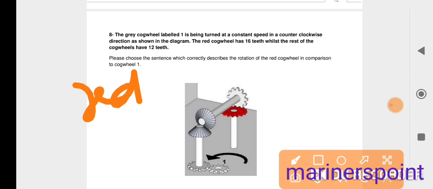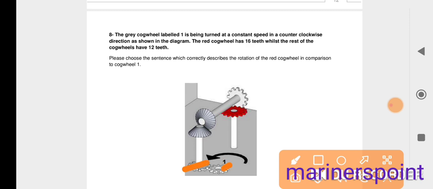Okay, now come to the point. Slower or faster is already clear: the number of teeth is greater, that means the size increases. If size increases, speed will decrease. Now come to the rotation. For rotation I have already told you that for an external gear the direction will be changed.